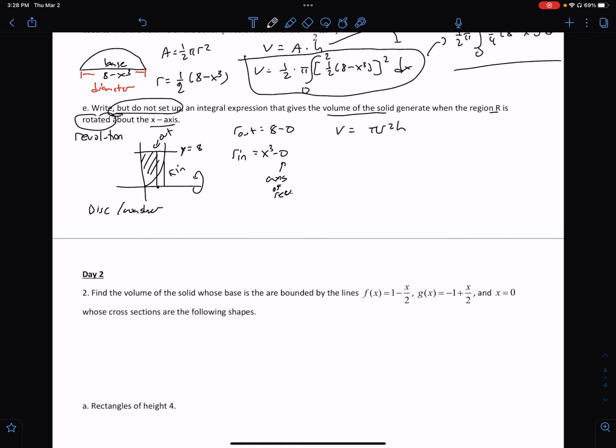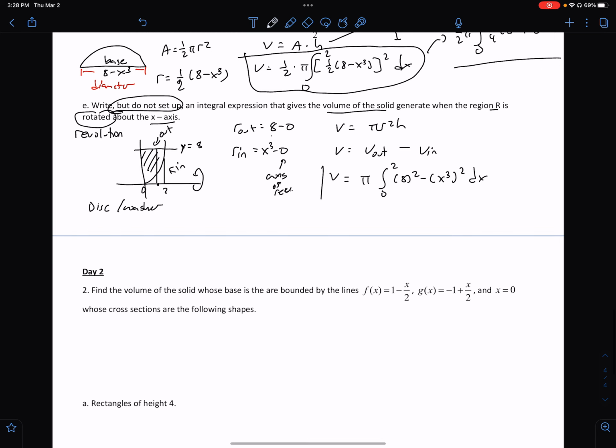Remember, this is not a cross section. This is now our disk method, which is pi r squared h. Volume of the outside minus the volume of the inside. If you want to use that formula, you can. It's just quickly pi. The volume of the outside is just going to be 8 squared, and the volume of the inside is just x cubed squared dx. And simplify this, this goes from 0 to 2 for our domains. Same as all the others, because we're going from 0 all the way to 2. And there is our answer.